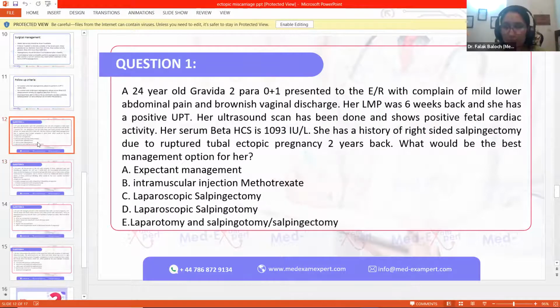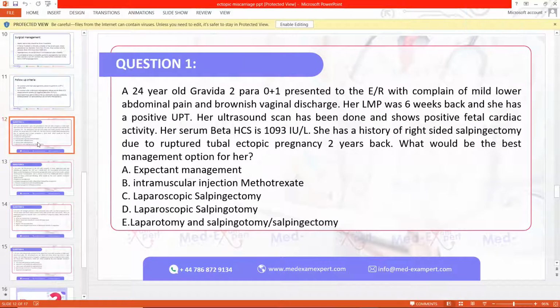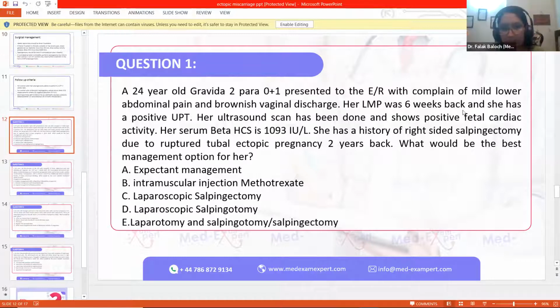It wasn't specified where the pregnancy is. Basically, it is a case of ectopic pregnancy. She has presented with mild lower abdominal pain and brownish vaginal discharge. LMP was 6 weeks back. She has a positive urine pregnancy test. Ultrasound scan shows, I'm sorry, I should have mentioned that she has a left-sided tubal ectopic, and there is a positive fetal cardiac activity. You have picked it very right.